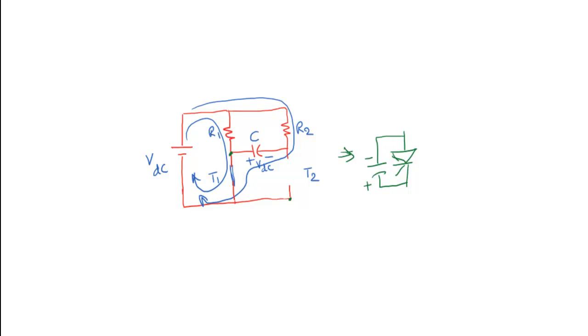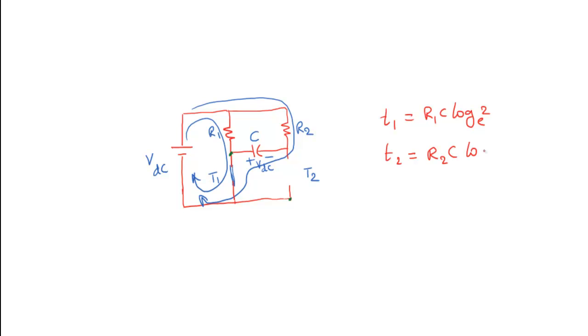Okay, so two things we need to discuss here. One is the circuit turn off time of the thyristors. The circuit turn off time for T1 is R1C log 2 base e. Likewise, for thyristor T2, the circuit turn off time is R2C log 2 base e. So these are the two equations related to the thyristors.